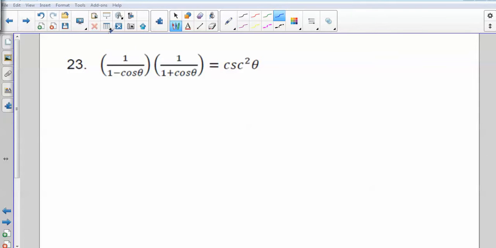Okay, in problem 23, the left side is clearly more complicated. So I have a fraction times another fraction, and I'm going to end up just multiplying them. So 1 times 1, that's easy, that's 1.